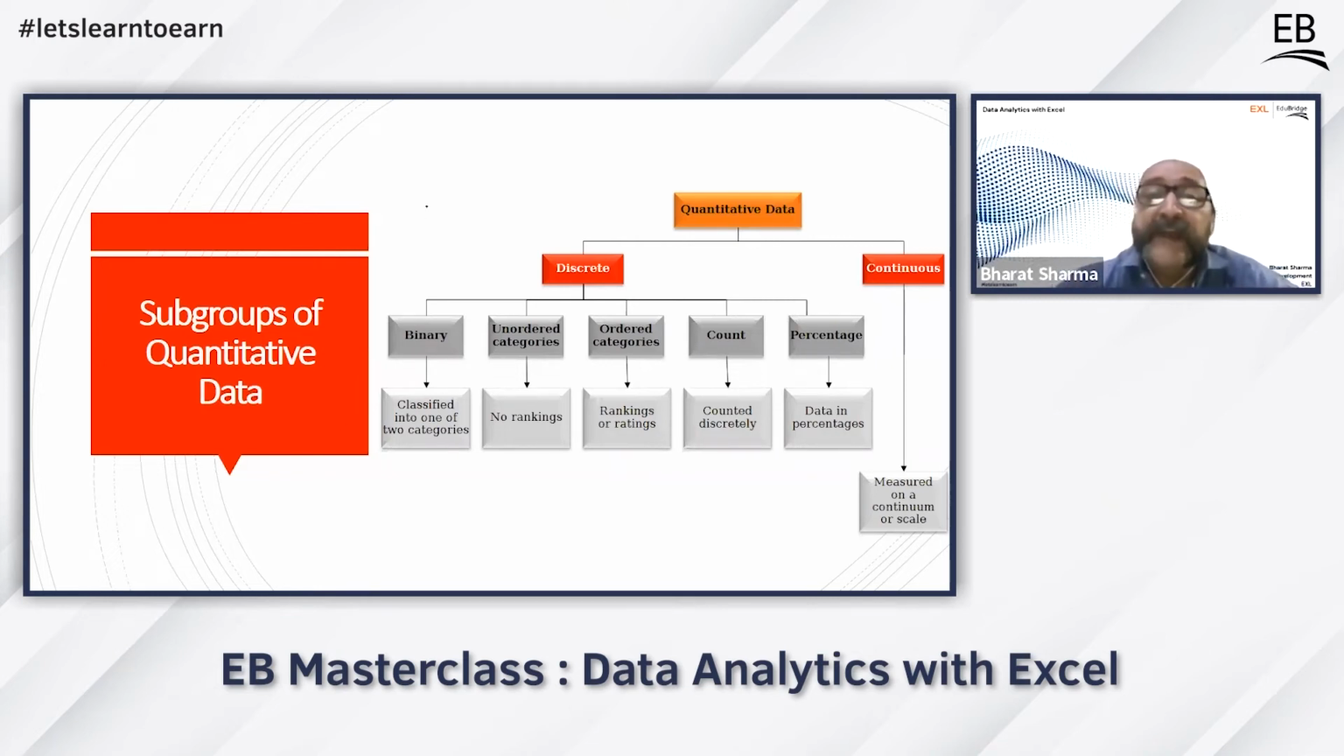If we are collecting data, did I reach office on time or not on time, that is again binary, because the outcome will either be yes or no. So that's the binary category, one of the discrete data subgroupings. The second subgrouping is called the ordinal data.